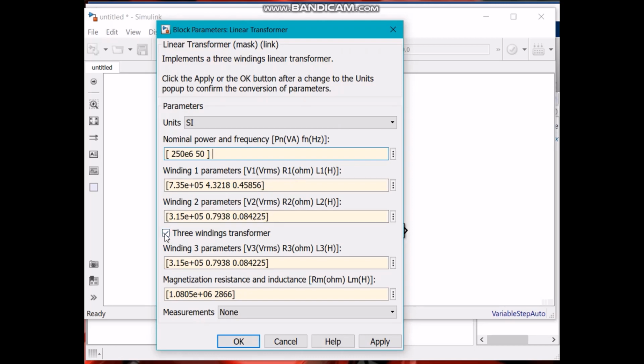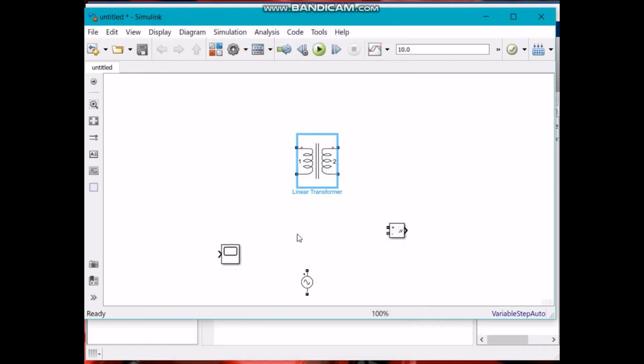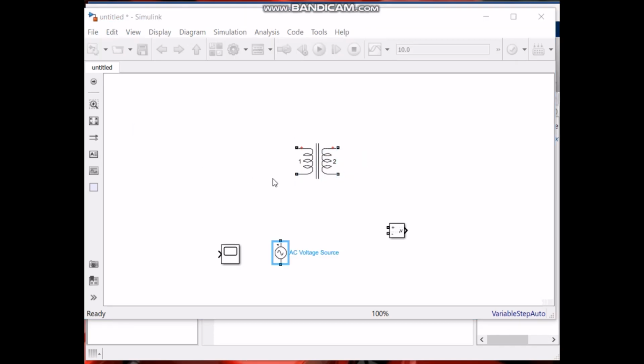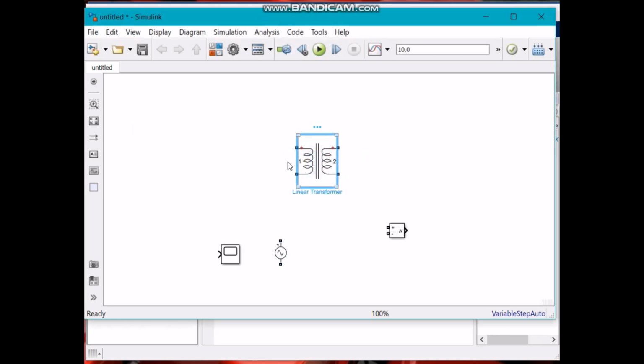Okay, you need to uncheck this 3 winding transformer option. We just want 2 winding transformer, not 3. See, we just have a simple 2 winding transformer. Okay, so here is our transformer. Let's connect the AC voltage.